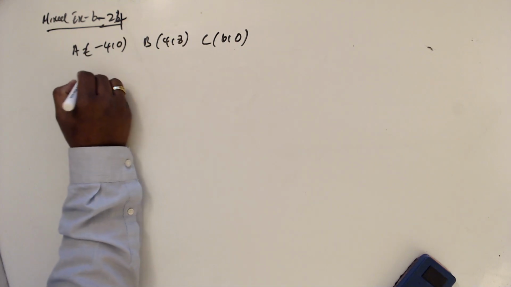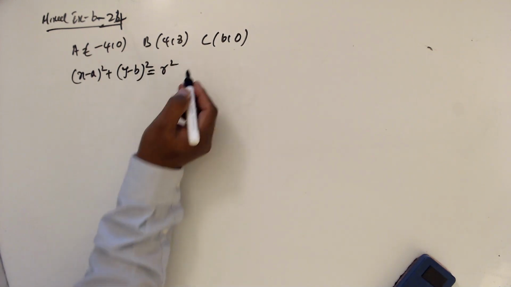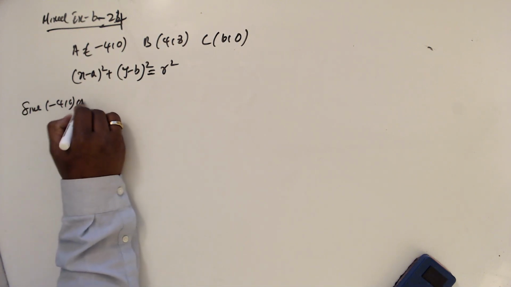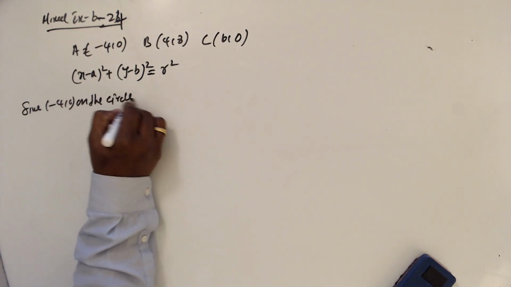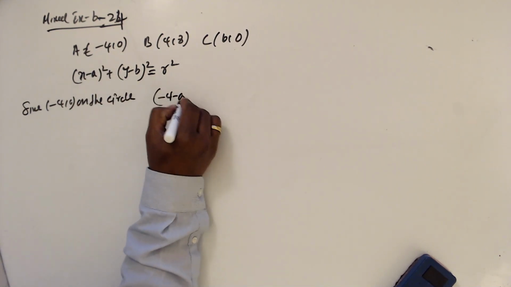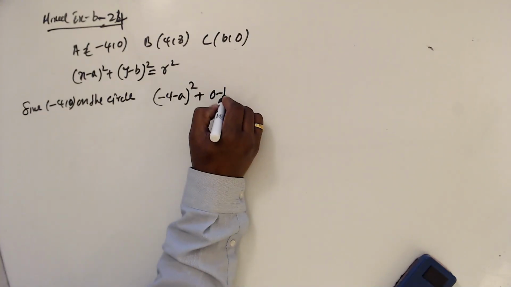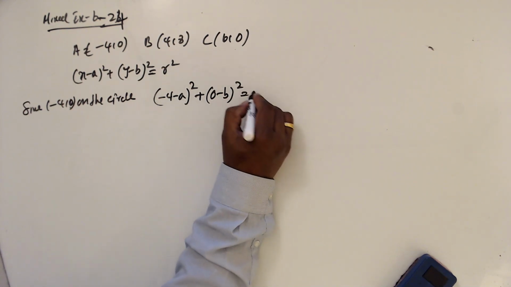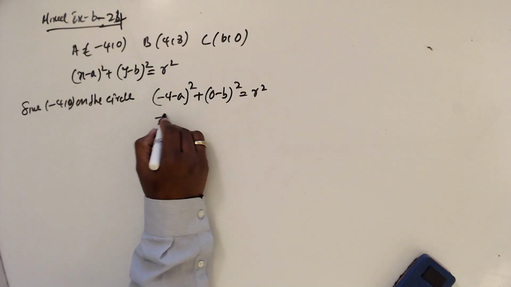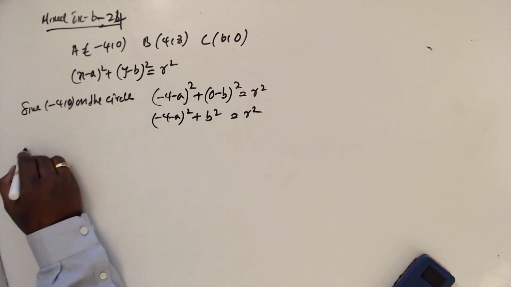Standard circle: (x − a)² + (y − b)² = r². Since (−4, 0) is on the circle, we can substitute that one. So instead of x, this is (−4 − a)² + (0 − b)² = r². So this is going to be (−4 − a)² + b² = r².